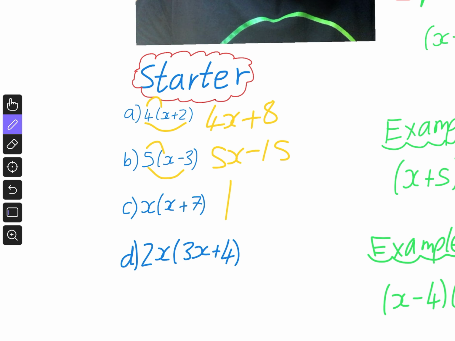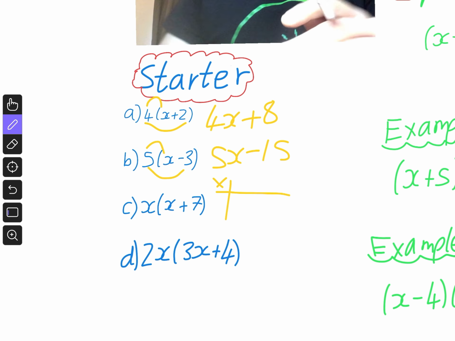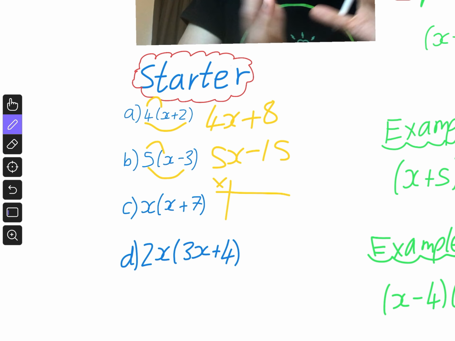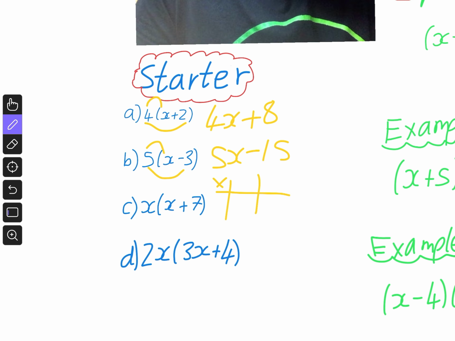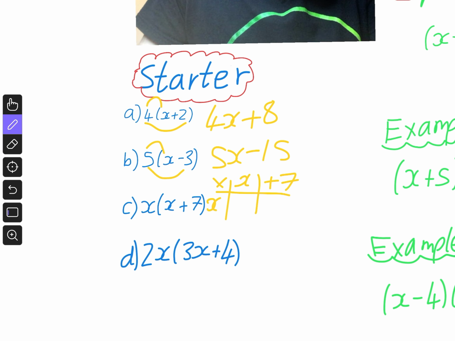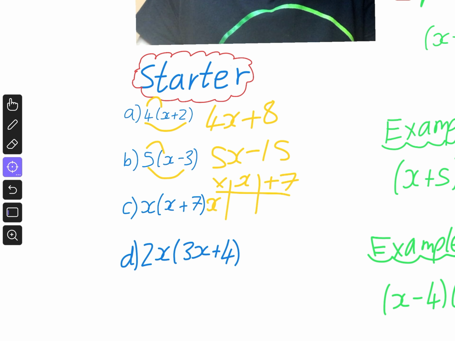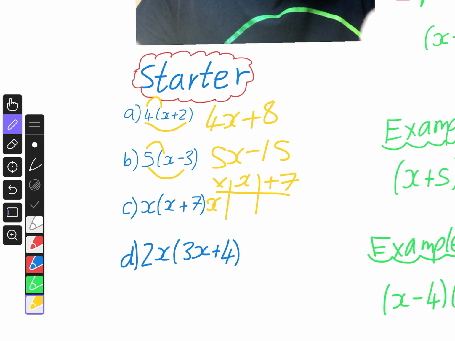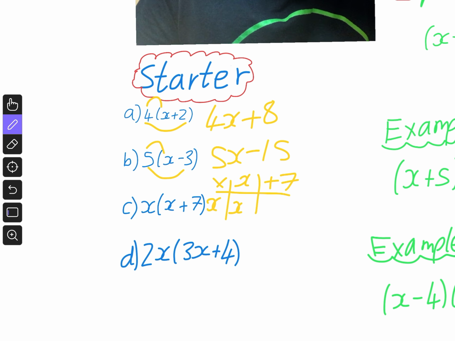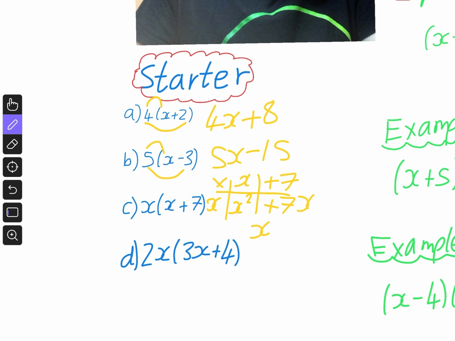Right, this time, with the grid method, some people like it, some people don't. It helps with what we're about to get to in a second with double brackets. But if you like the other method, you can use that. You still get the same answer. So you put x and then x plus 7. You put the plus there just so you know that it's still a plus, okay. Right, x multiplied by x is x squared, x multiplied by 7 is plus 7x. Now when you simplify that, you get x squared plus 7x.